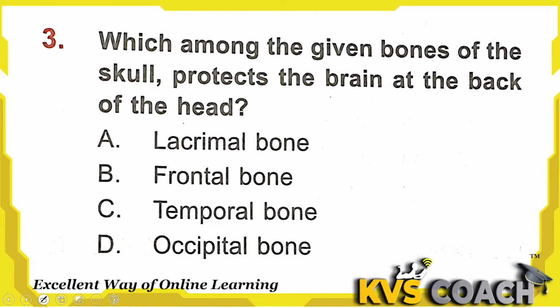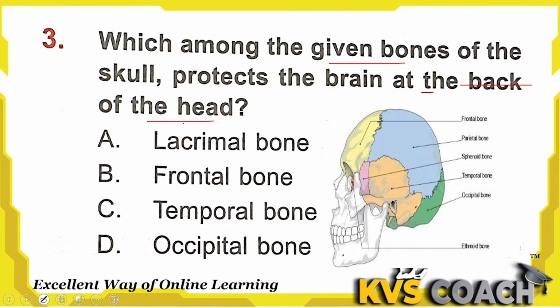Next question is, which among the given bones of the skull protects the brain at the back side of the head? Let me show you the diagram of skull. This is the diagram of skull, and they are showing many types of bone of the skull. You can see that first one is lacrimal bone. Lacrimal bone you can find here, in both the eyes below the tear glands. Okay, there is lacrimal bone.